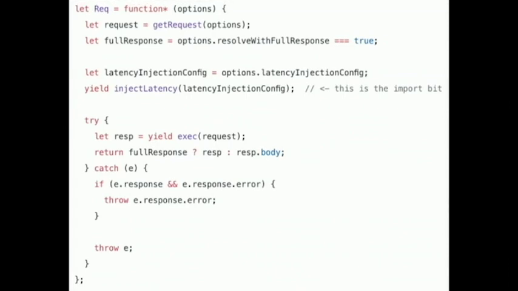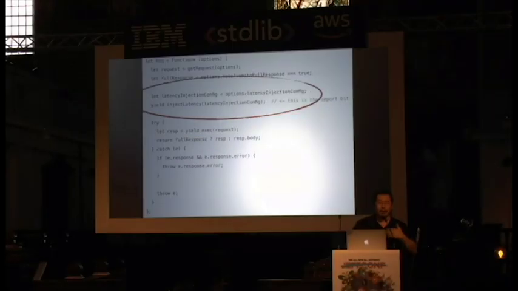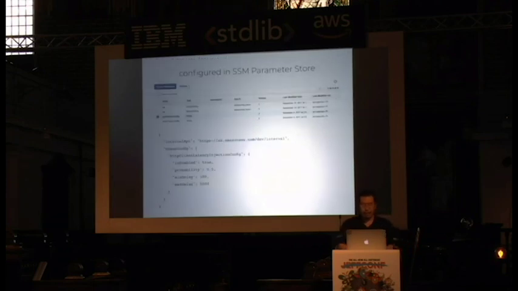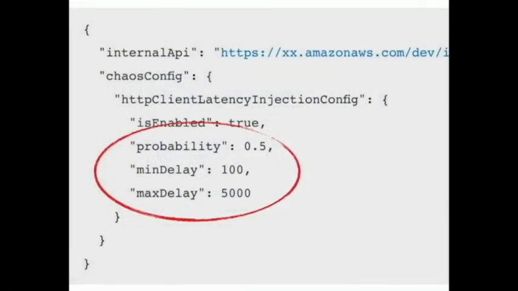So in my HTTP client, I've got a very simple method that takes the HTTP request object, which includes the configuration, which I then use to control my experiment on when to inject latency. And the configuration ultimately comes from SSM Parameter Store. And in this case, in order to see the latency being injected so that when I run the experiment, I know what's going on, I turn the probability all the way up to 50% of a delay between 100 milliseconds and 5 seconds.